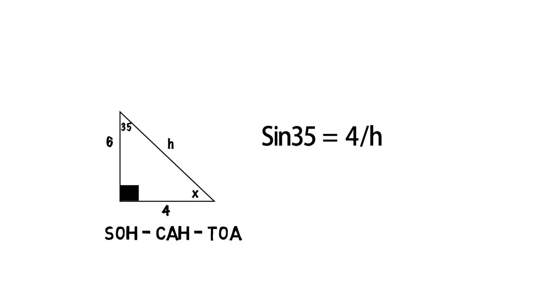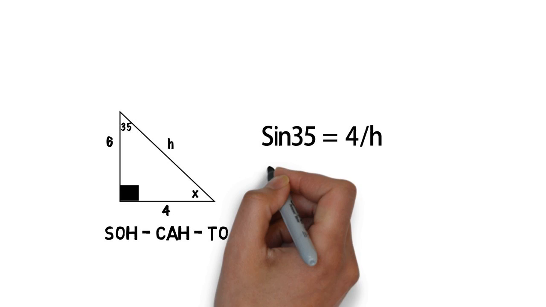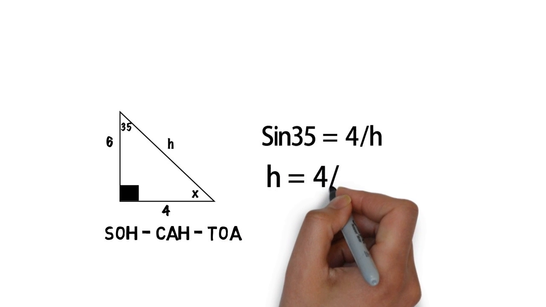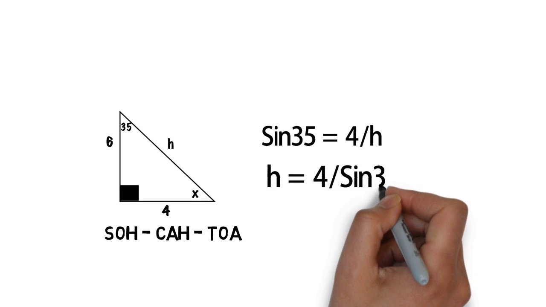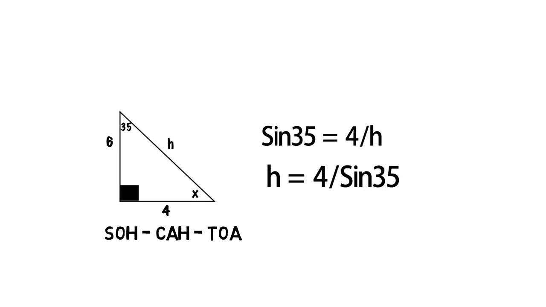When the unknown is on the bottom, you switch the unknown and the sine from either side of the equal sign. So, this changes the equation to h equals 4 over sine 35. You can type this into a calculator using your sine button, and you get h equals 6.97.